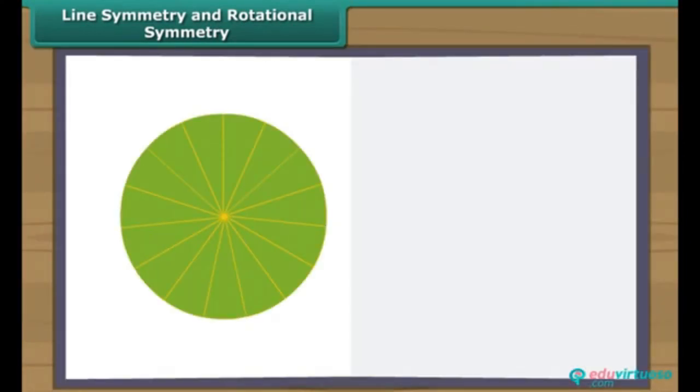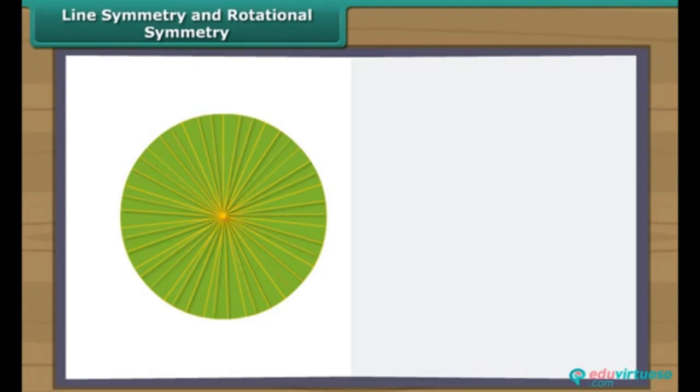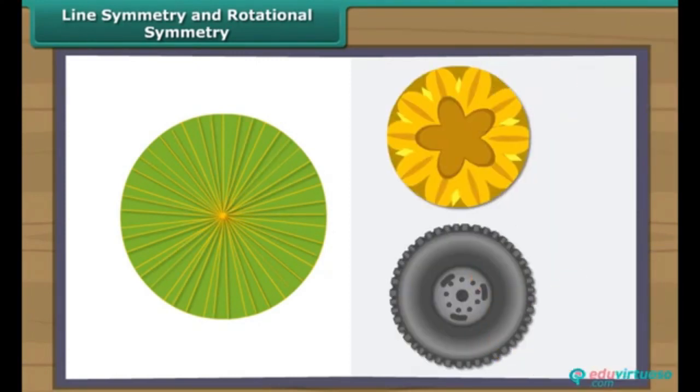It can be rotated around its center through any angle and at the same time, it has an unlimited number of lines of symmetry. Observe these circle patterns. Every line through the center forms a line of symmetry, and the circle has rotational symmetry around the center for every angle.